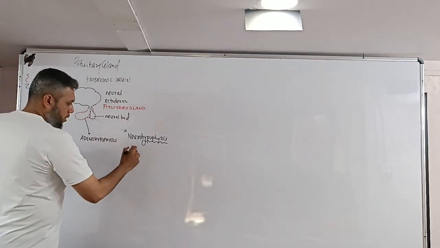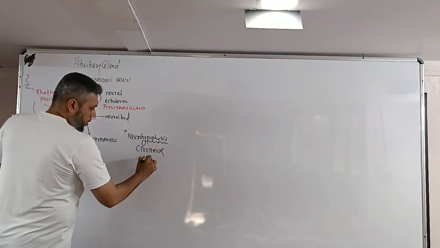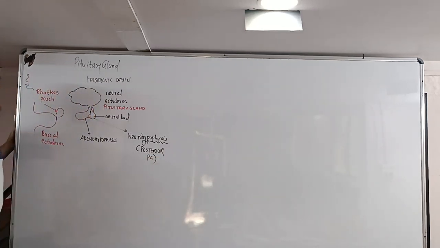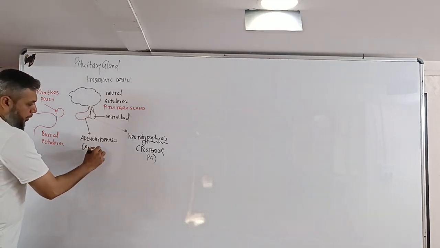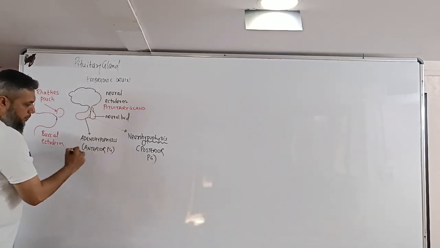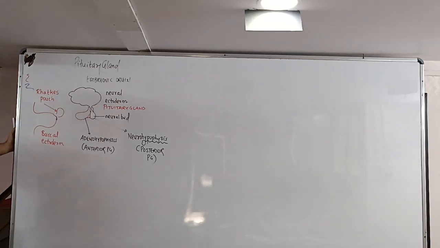Neurohypophysis is called posterior pituitary gland, and the adenohypophysis is called anterior pituitary gland. So the pituitary gland got divided into two parts, anterior and posterior, also called the neurohypophysis and adenohypophysis. Did you get this point, everybody?